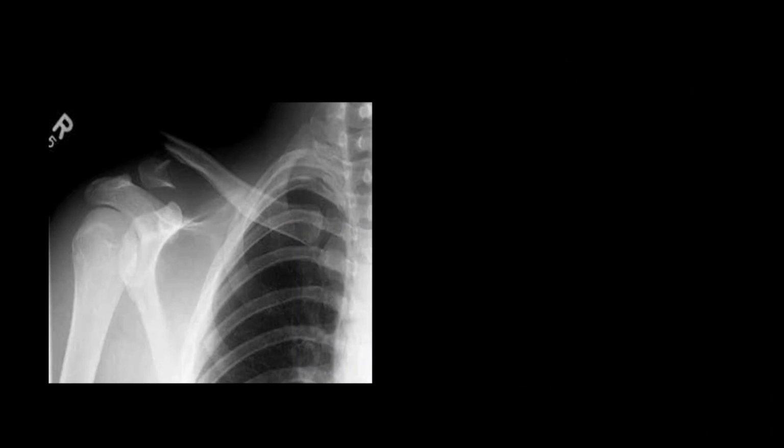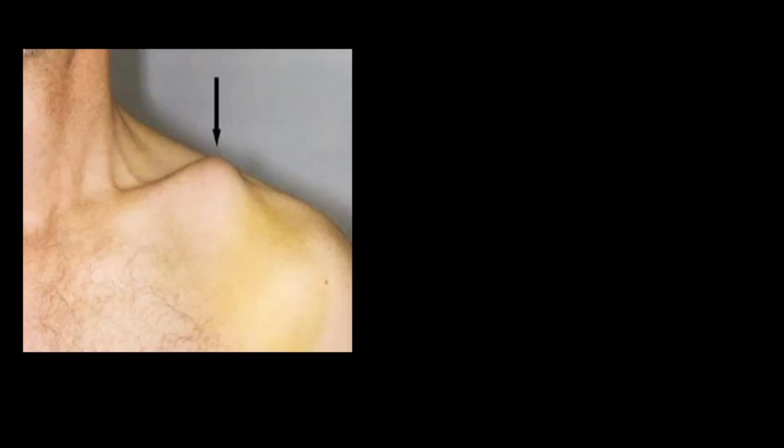In this image, we can see that we have here the fracture to the clavicle just at the junction between the lateral 1/3 and the medial 2/3. And we can also see here in this picture how it appears on the surface of the body. So this is a fracture to the clavicle.